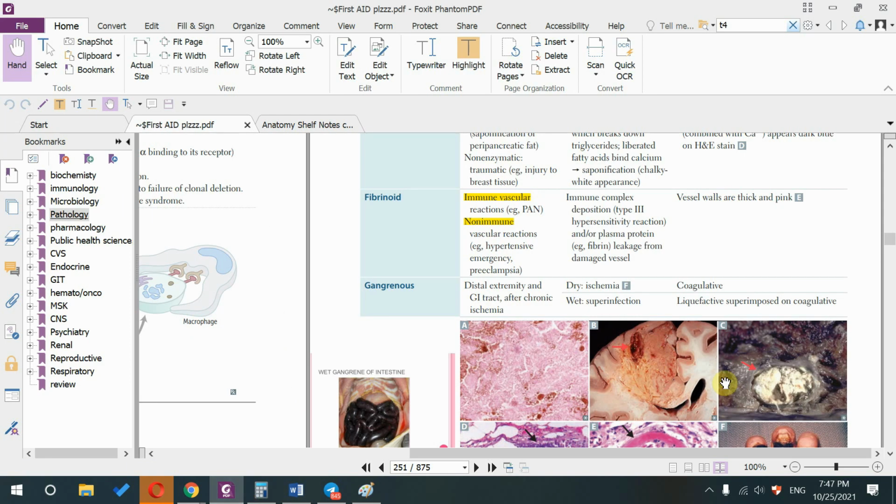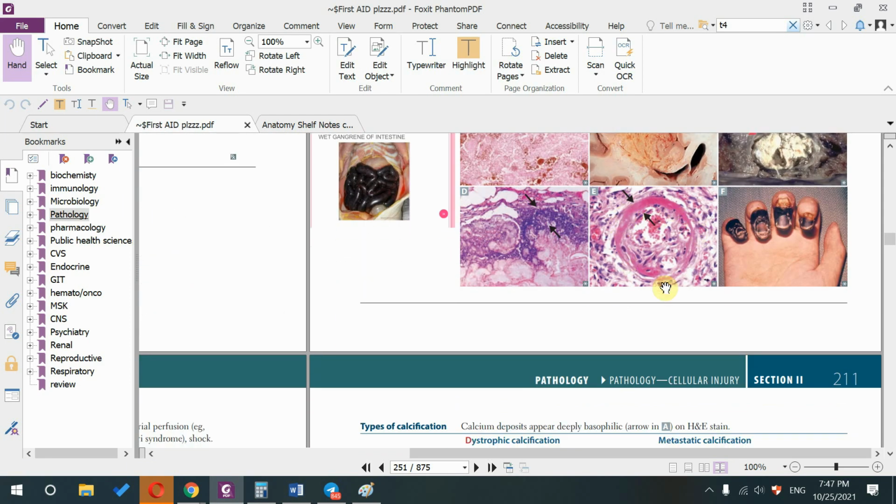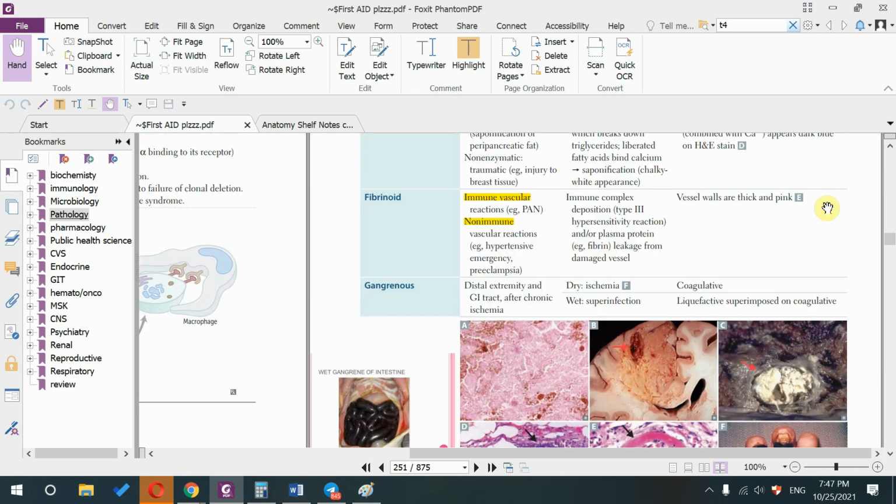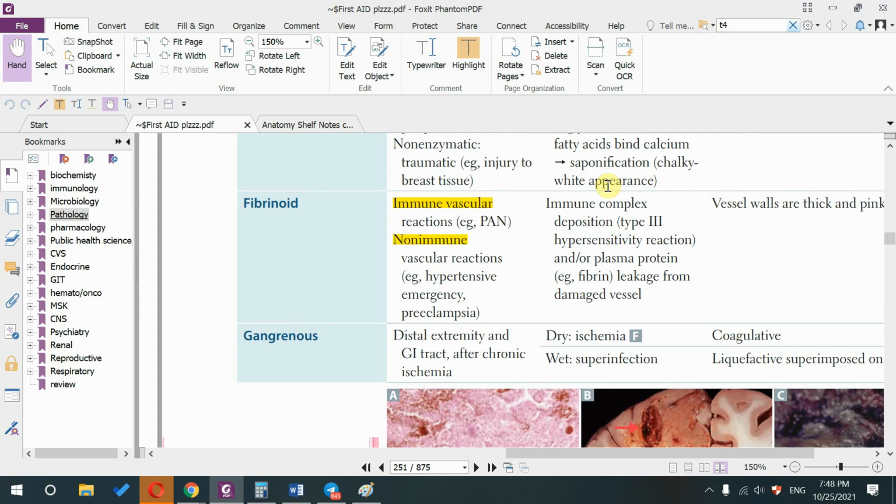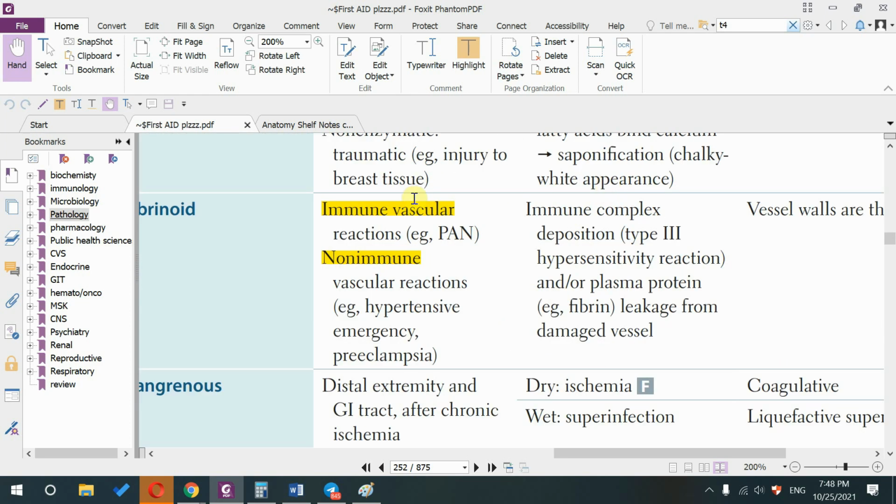So let's take a look at how they look. See this pinkish outer layer? This is immune complex accumulation. Okay, guys? Good. So it has two pathogeneses. In case of polyarteritis nodosa, it's the immune complex thing that I just told you. So it is immune complex deposition, type 3 hypersensitivity reaction. That's in case of vasculitis.